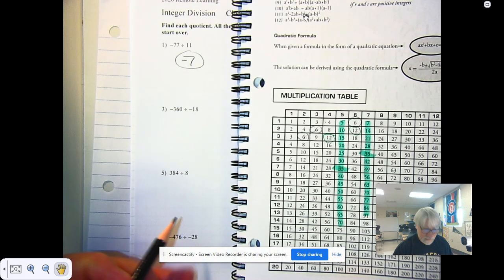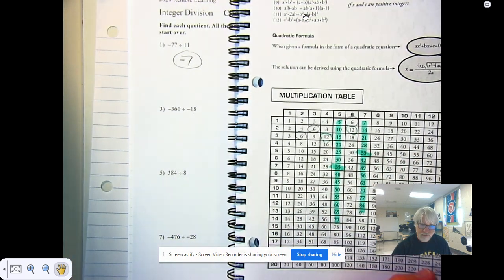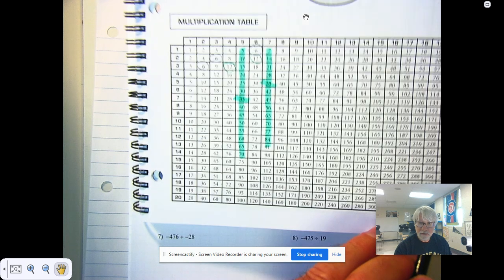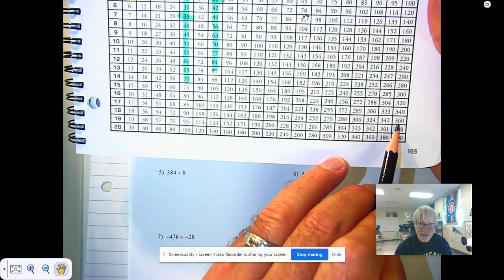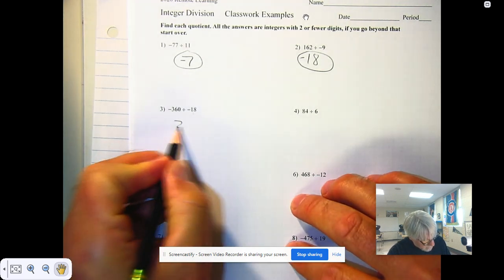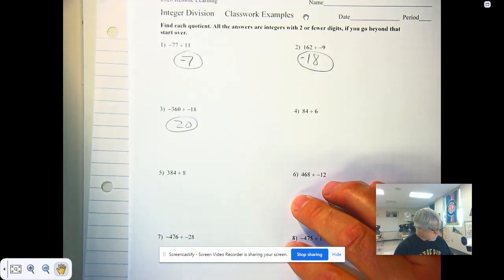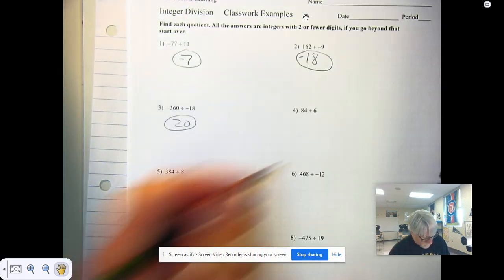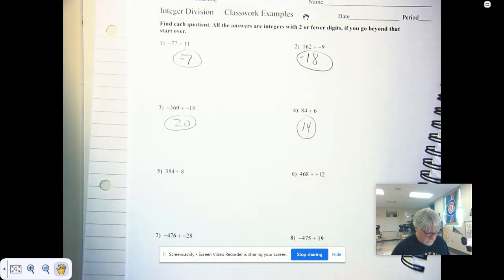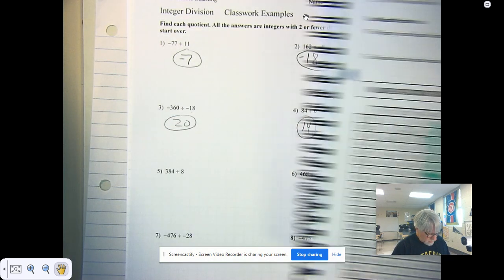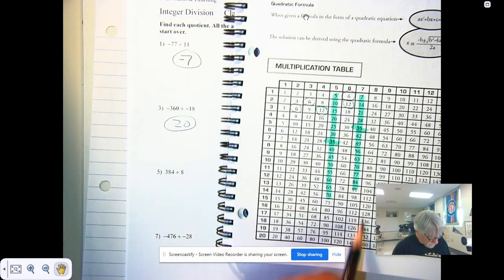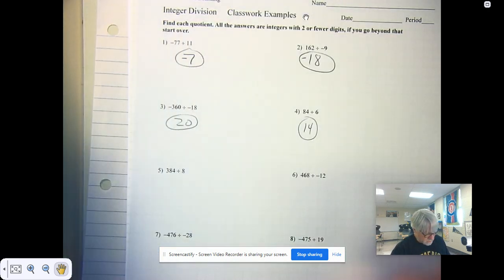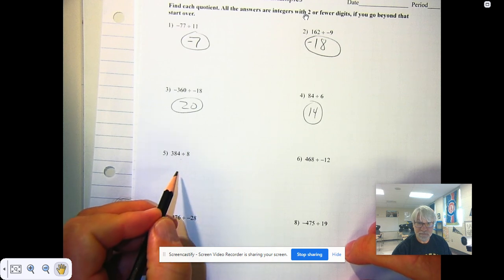When I go down 18, then I look, I find 360 under 20. Here it is right there. 360 is 18 times 20. So signs are the same, so this is positive. I'm looking underneath the 6 now to find 84. It's 14. Positive divided by a positive is positive. I'm looking under the 8 now, and I don't find 384. 384 is not there. So now we've got to do something different because it's not a fact.